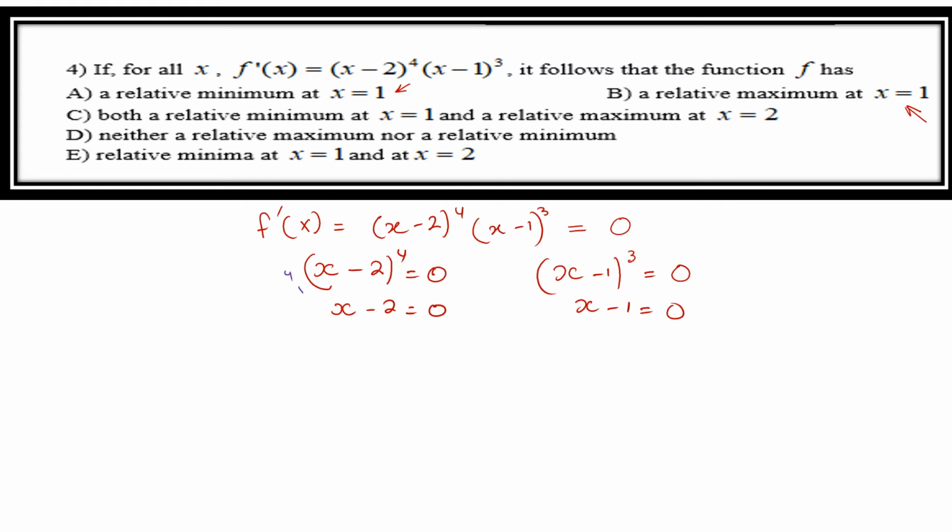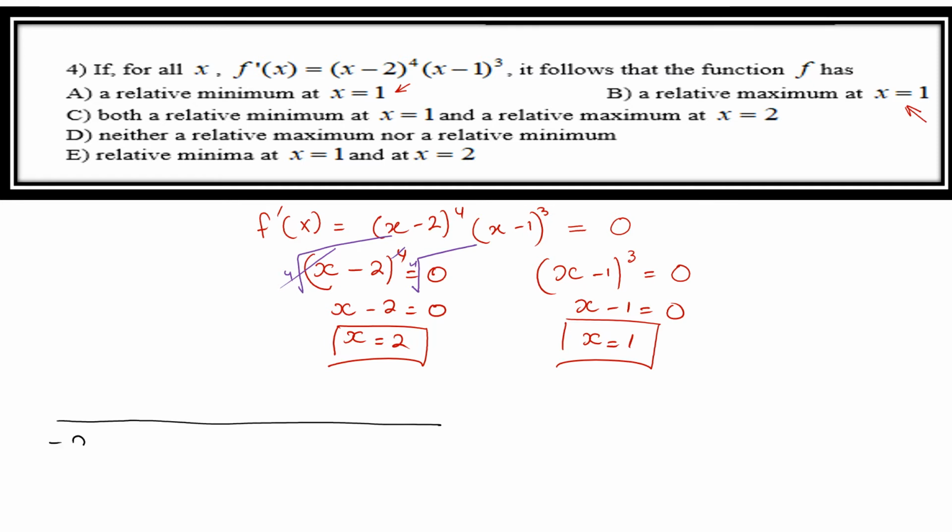Of course, the fourth root of 0 or the 100th root of 0 is 0. That's why I didn't write out these steps and I wrote it directly. After that you have x equals 2 and x equals 1, and they both are your critical numbers. But in order to find the relative minimum and maximum, it is necessary to perform the first derivative test.